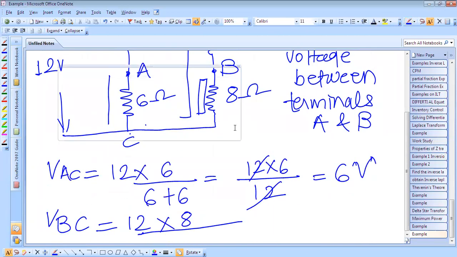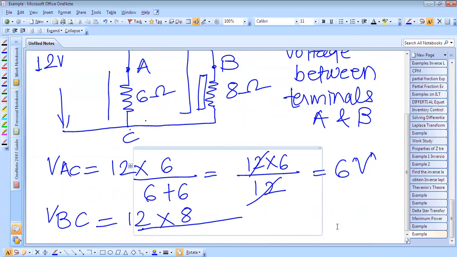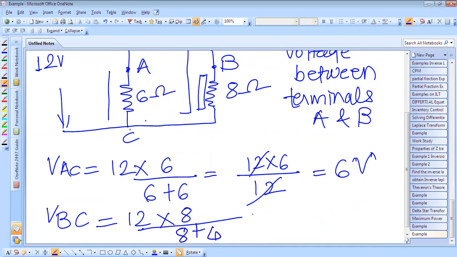So this value will be the addition of this whole resistance. So 8 plus 4. According to the voltage division method, total voltage 12 into, we have to find the voltage across this. So the resistance across this is 8 divided by 8 plus 4. So this is 8 into 8, this is 12, so 12 will cancel, we will get 8 volt.